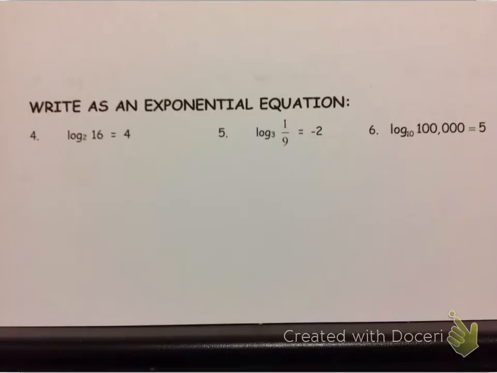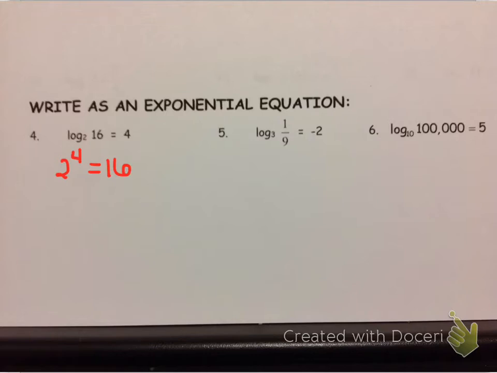Okay, so now going in the other direction, remember, I'm going to scratch this out just for a second. Remember how to read this log. This is saying 2 to what power is 16? And that's why the answer to this is 4, because 2 to the power of 4 is 16. So there's its exponential form.